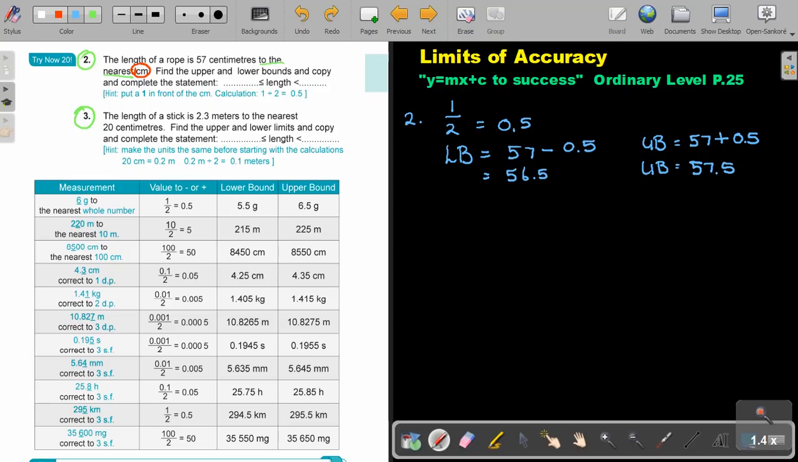They want the statement. So they want to say the length, and it's going to be, and it's 56.5, 57.5. Okay, and that's going to be my final answer. And then let's look at number 3. The length of stick is 2,3 meters to the nearest, but now it's centimeters, and that was in meters.